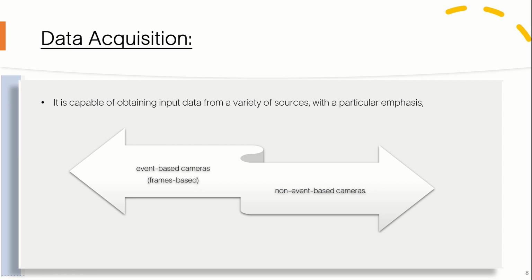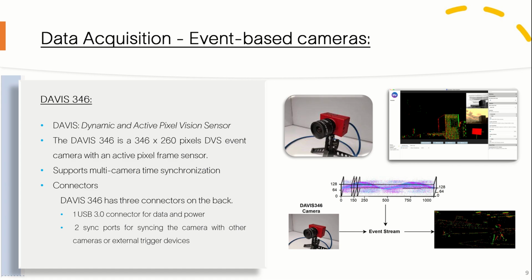Let's talk about the data acquisition. The proposed algorithm is capable of obtaining input data from a variety of sources. We have event-based cameras and non-event-based cameras. Event-based cameras are quite expensive. They are not similar to the cameras we normally use, the non-event-based cameras. Even such a small-pixel camera, the DVS 346, costs us 4,700 euro.